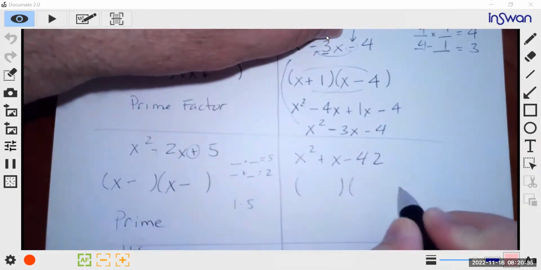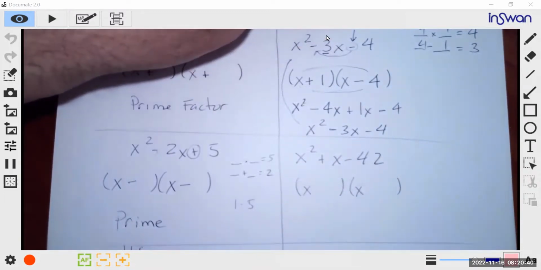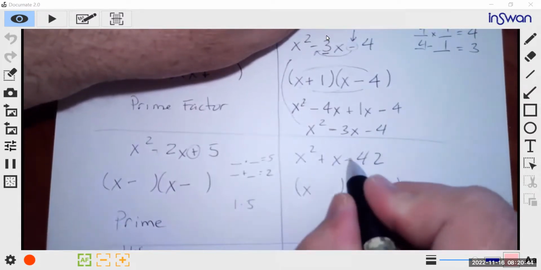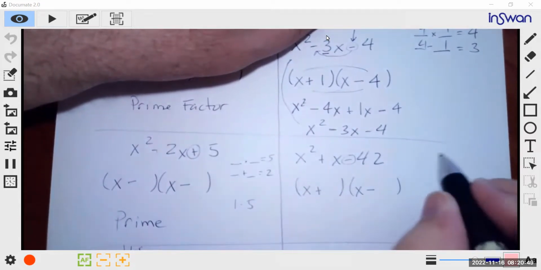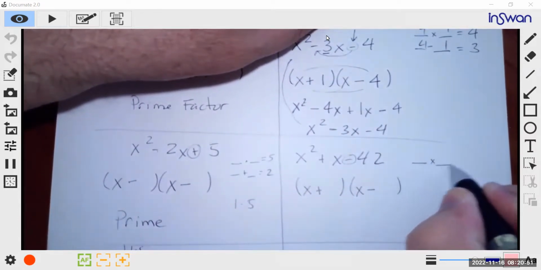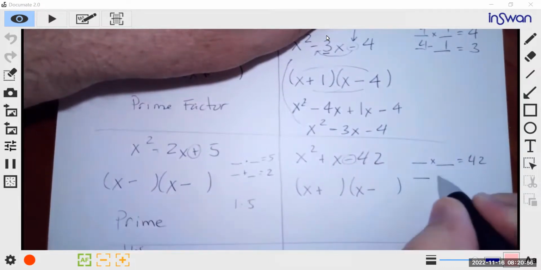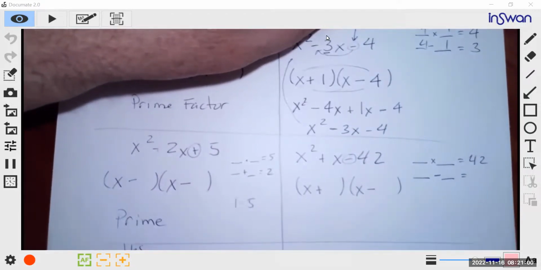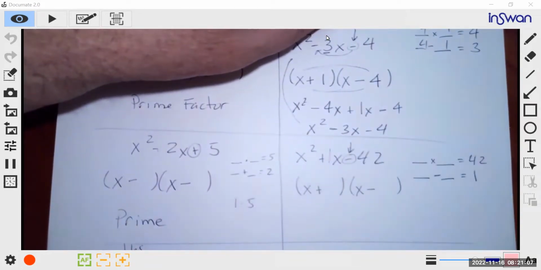Let's look at the second one. So we know we have x and x. What signs go in there? Yes, second sign is minus, one's positive, one's negative. So we've got to figure out what two numbers when we multiply them equal 42. Why do we subtract them? And what does it equal when we subtract them? Yeah, equals 1. And we subtract because that's the second sign.